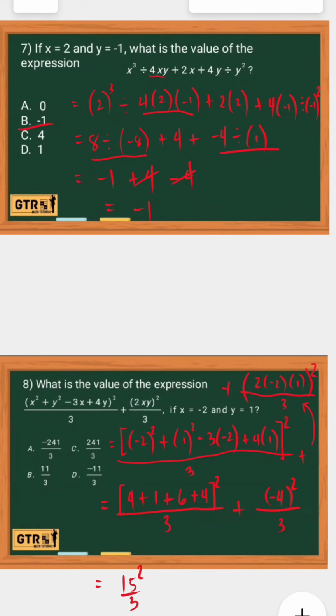15 squared over 3 plus negative 4 squared, so that is 16 over 3. So simplify natin, so 15 squared, that is 225 over 3 plus 16 over 3. So just add the numerator since we have similar fraction, denominator the same, parehas 3. So 225 plus 16, so that it will give us 241. So final answer is 241 over 3, which is letter C. Okay, next number.